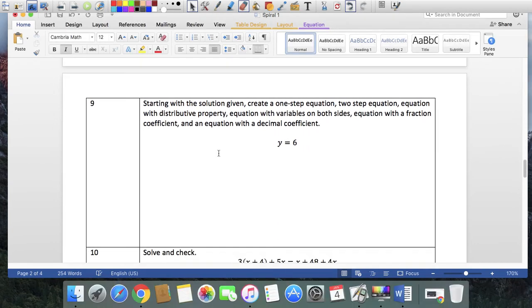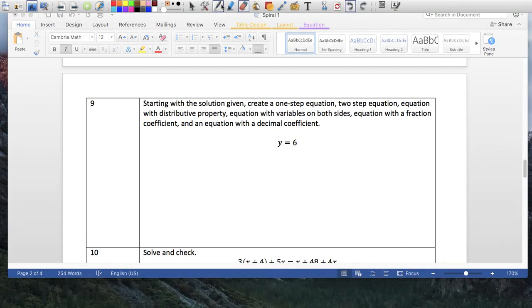9. So this one, we're going back to your calendar project. So I'm asking you to create all the types of equations. So I don't know, you're definitely going to have different numbers here, so I'm just going to pick an easy one. Multiply both sides by 3. I get 3y, and then 6 times 3 is 18. I'm going to add 9 to both sides. And 18 plus 9 is 27.